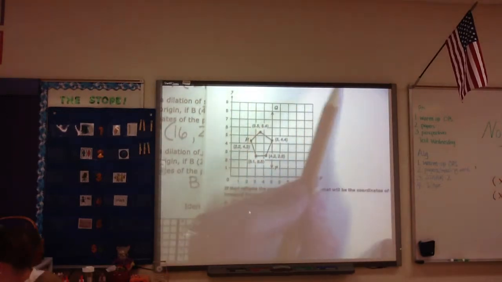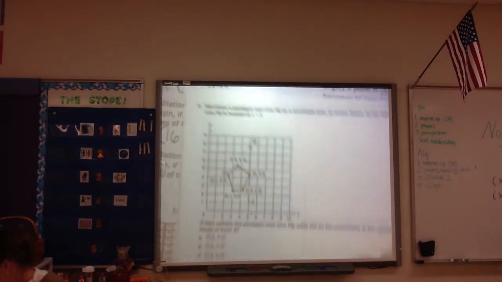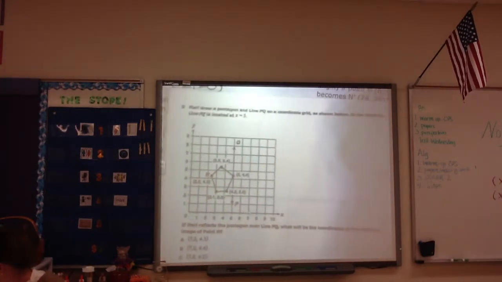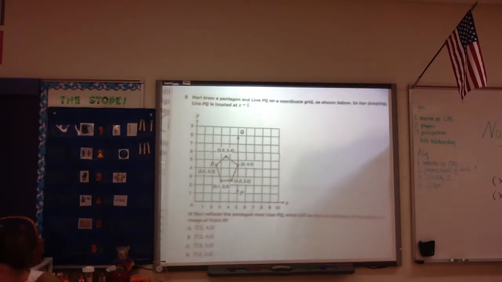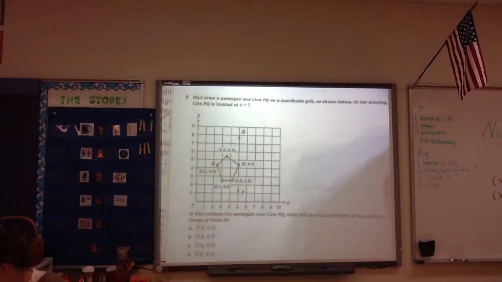Okay, Mary drew a pentagon and line PQ on a coordinate grid as shown below. In her drawing, line PQ is located at x is equal to 5. We don't really need to know that information, but it is nice. Okay? If Mary reflects the pentagon over the line PQ, what will be the coordinates over the reflected image of point R?